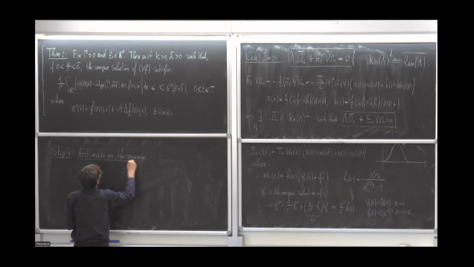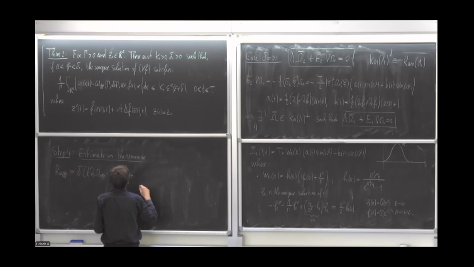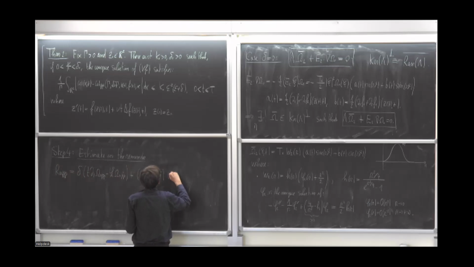Okay. So we have constructed the approximate solution. So we define the following quantity. R up is delta times T dt omega r minus L omega r plus not delta, so it's UR plus E dot grad omega r.